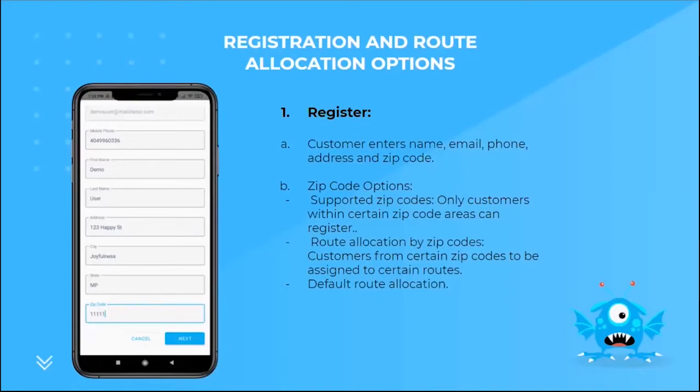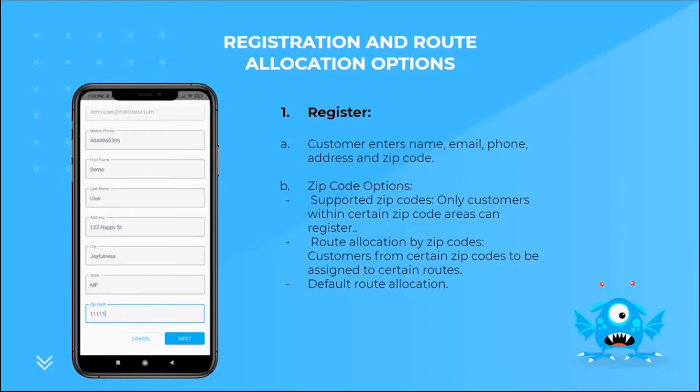And most importantly, for the route allocation options, according to the zip code, we have these ones. Supported zip codes. Only customers within certain zip code areas can register. If in your process you cannot service customers outside of a certain area, you can restrain those customers outside of your supported area from registering. Or there's another option as well to let them register, but with a notice that their area isn't yet serviced and they will be contacted by the store to make an arrangement.